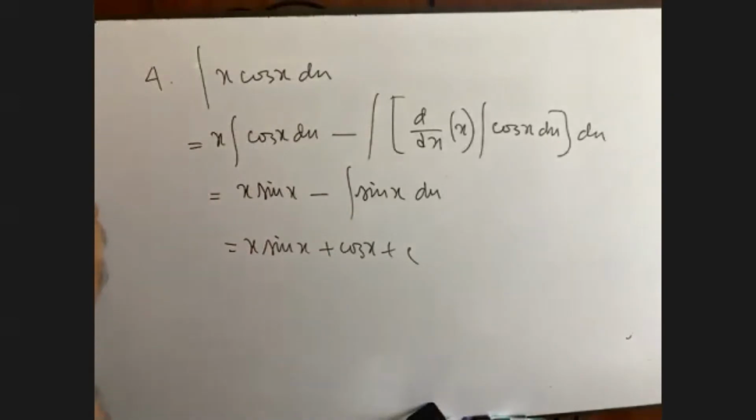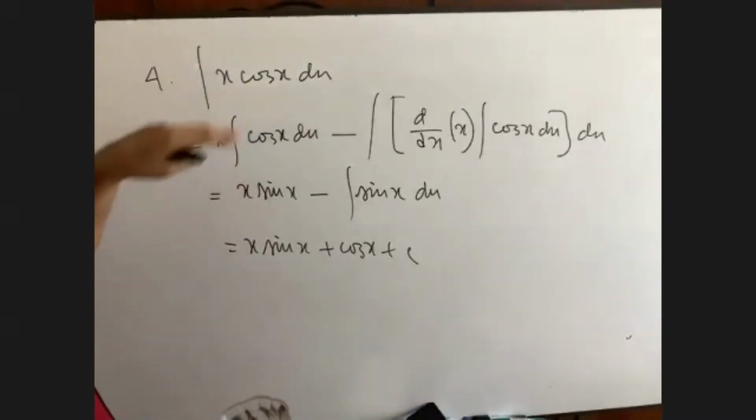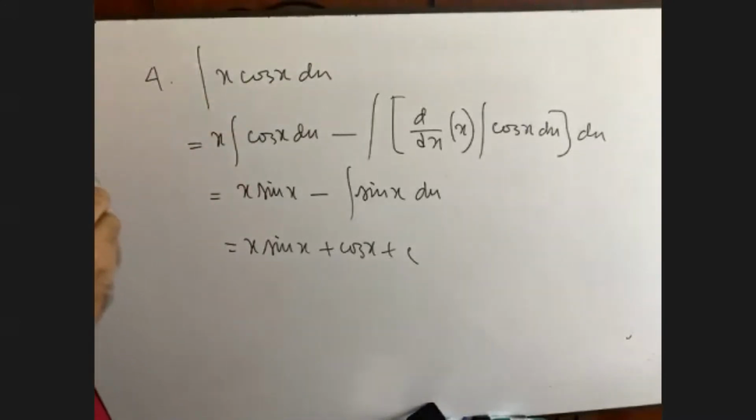এখানে sin x কে u ধরা যাবে না? This one cosine x. হ্যাঁ স্যার ওইটাই, cosine x কে u ধরা যাবে না? Of course it can be.